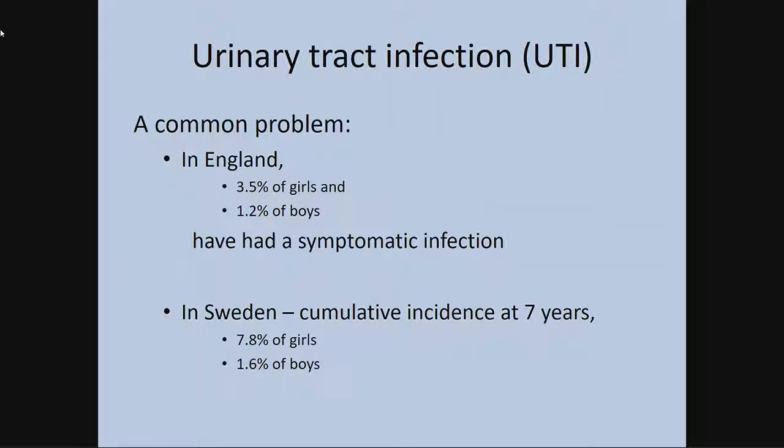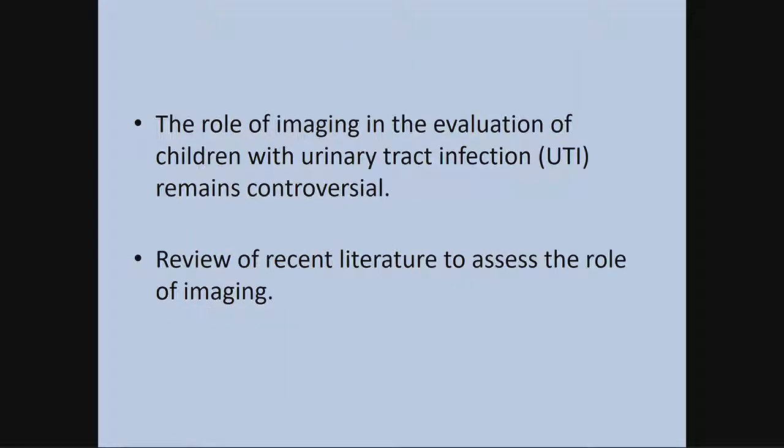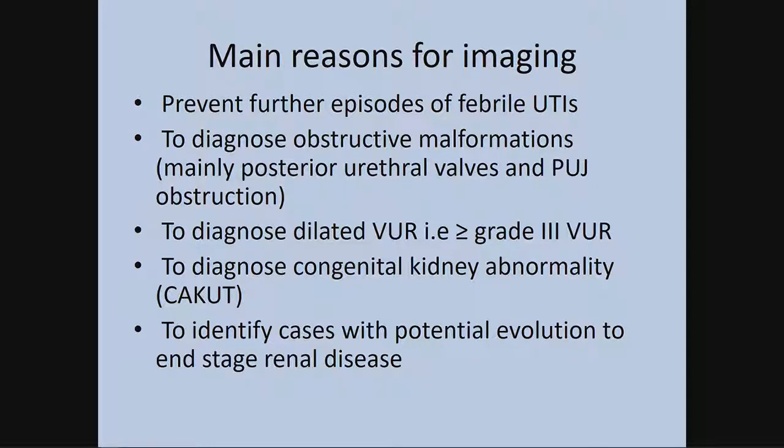So urinary tract infection is a very common problem. In England, 3.5% of girls and 1.2% of boys have had a symptomatic infection, and data out of Sweden showed that the cumulative incidence at 7 years was 7.8% of girls and 1.6% of boys. But despite this being such a common clinical problem, the role of imaging in the evaluation of children with urinary tract infection remains controversial. So I just want to review some of the recent literature to assess the role of imaging in this patient population.